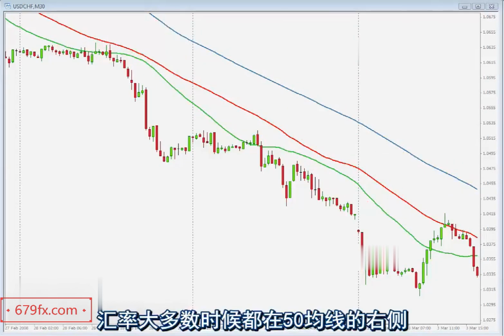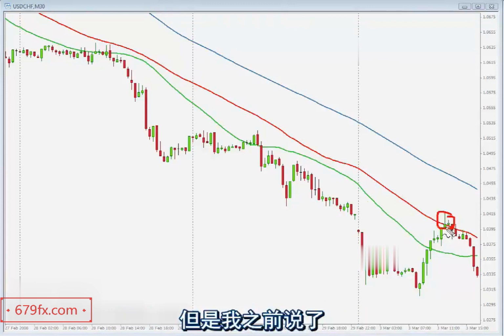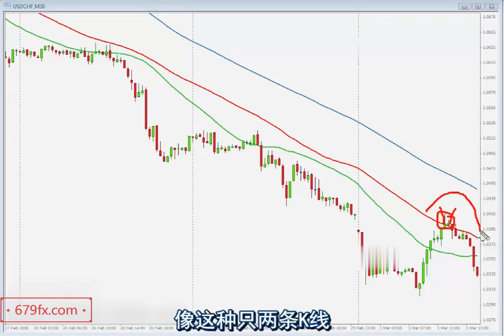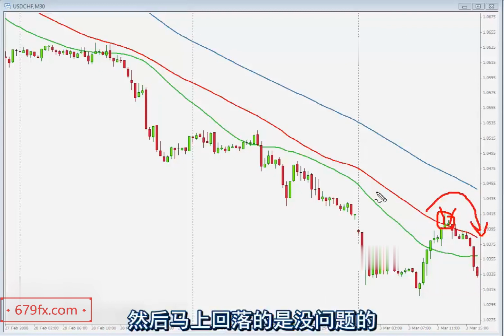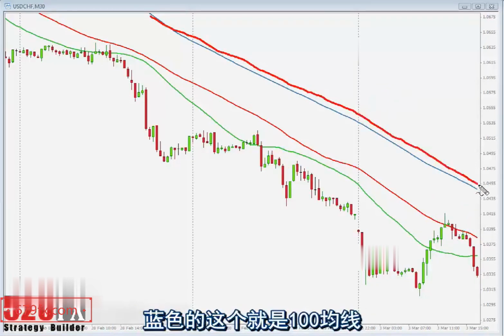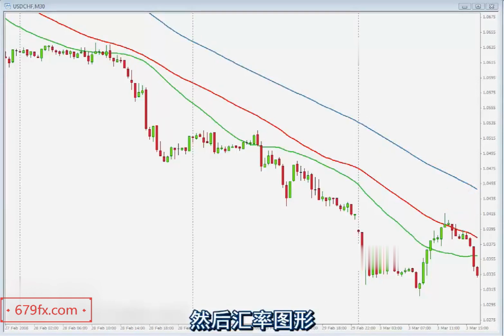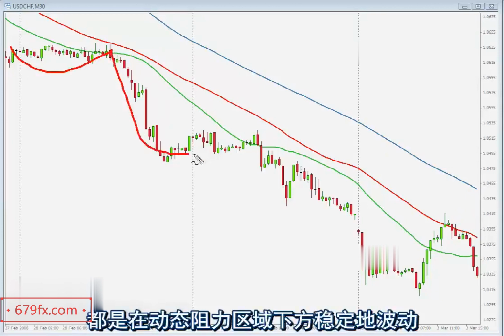Moreover, price is spending most of the time on the right side of the 50 simple moving average. We have a quick breach above, but like I say, within 1-2 bars, price immediately dives back down, okay? Price has never been anywhere near the 100, okay? This is the 100 moving average, the one in blue, and as you can see, price has never been anywhere close around it, it's never been touched, the 100 I mean, and moreover, price is swinging harmonically off the dynamic area of resistance, okay?